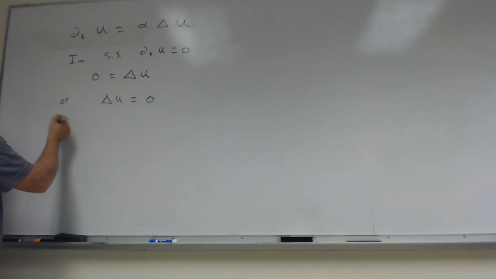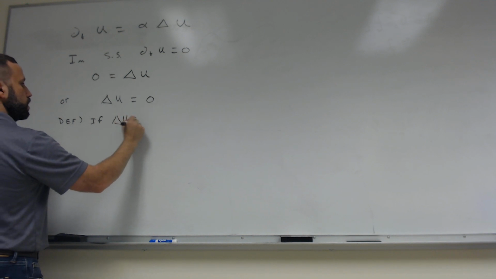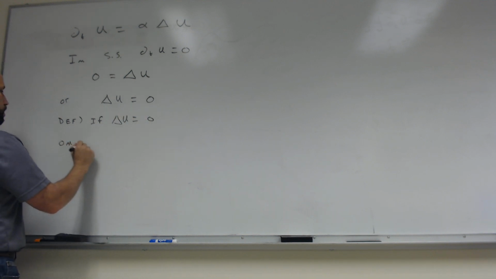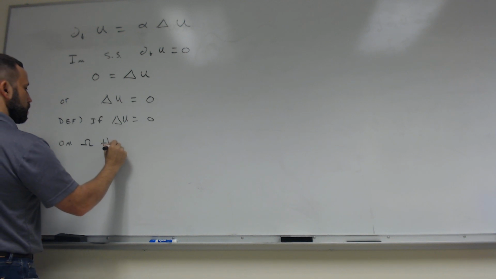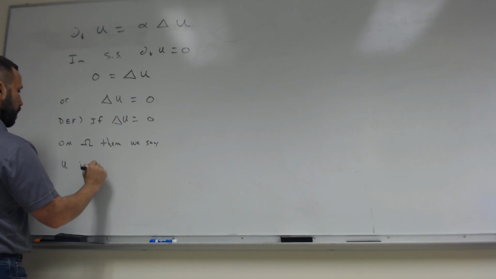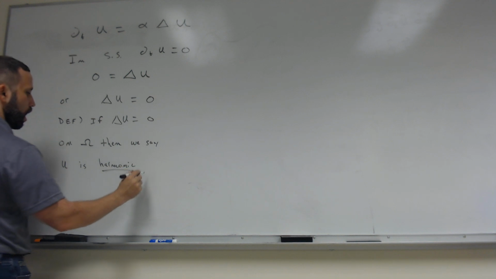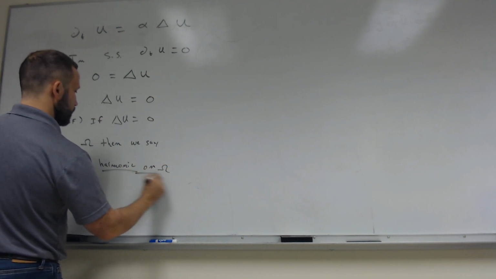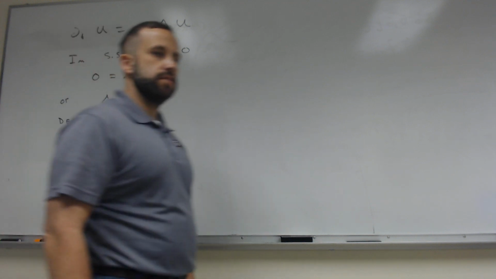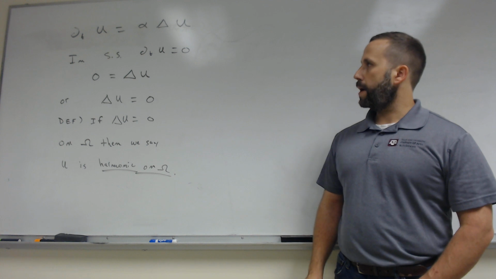And a function that satisfies this, so definition, if the Laplacian of U is equal to 0 on some domain omega, then we say U is harmonic on omega, I guess that's part of the definition. So if a function's Laplacian is equal to 0 on some domain omega, we say that it is harmonic on that domain. Okay, let's talk a little bit about harmonic functions.